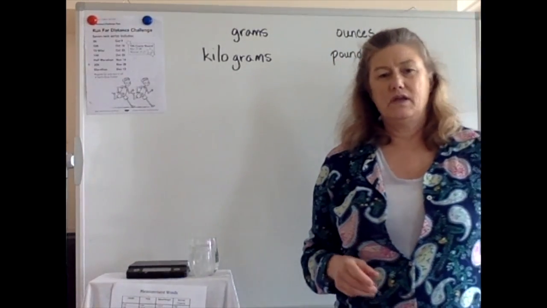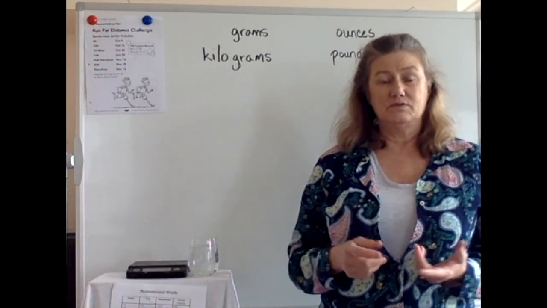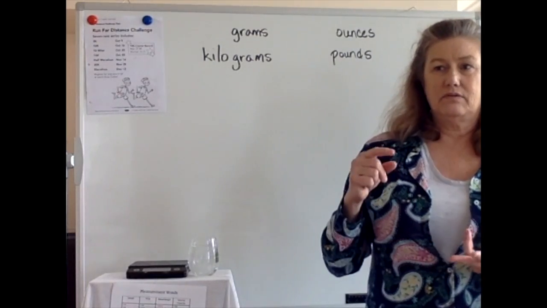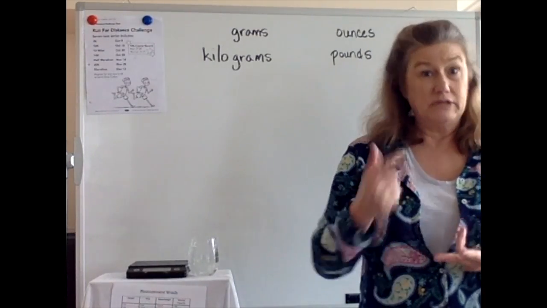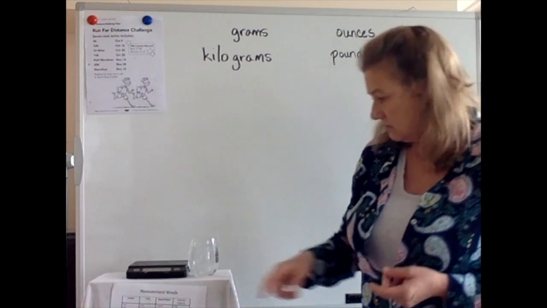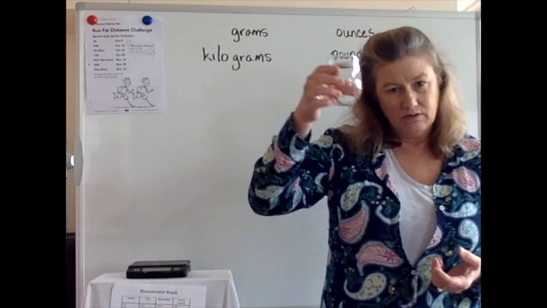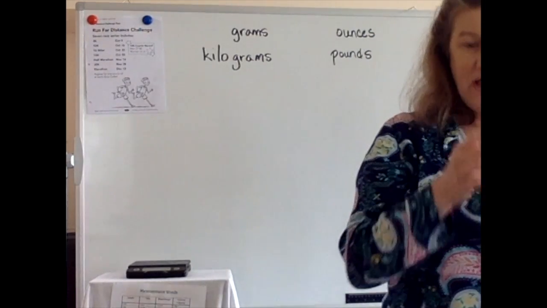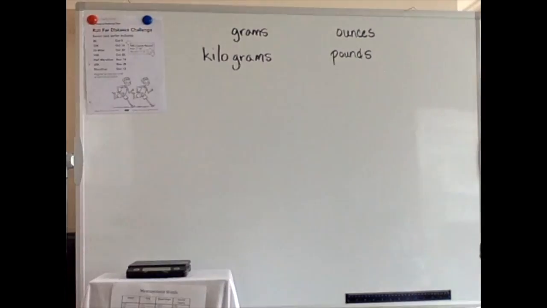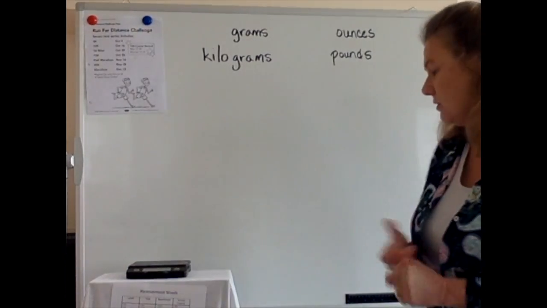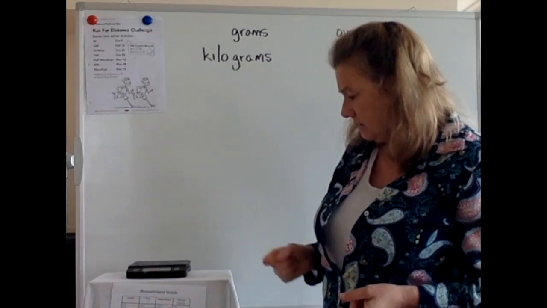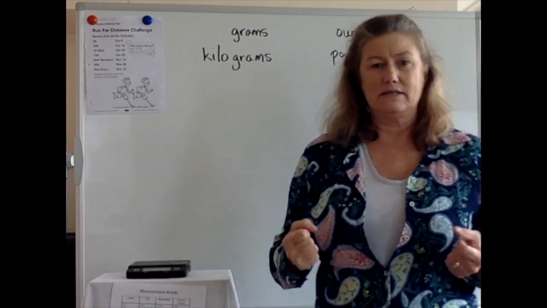So we've been working on doing different things with distance and with liquid measurement. We've been using these different measurement words: length, time, and volume capacity. We did that with water, figuring out how much water the runners drank. Now we're going to be looking at mass, or weight.